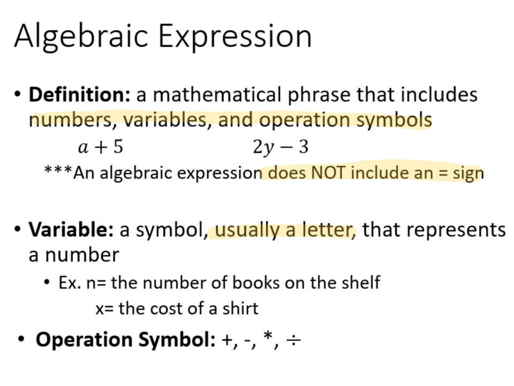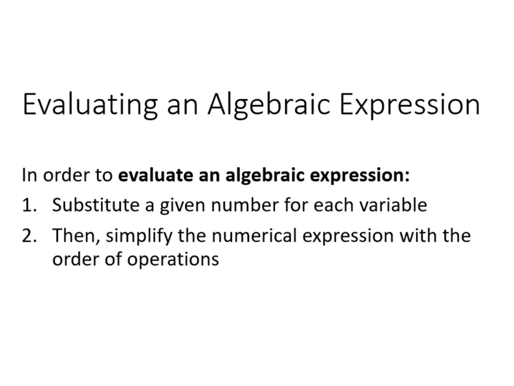So an example is either n equals the number of books on the shelf, or x is the cost of a shirt. And lastly, the operation symbols are plus, minus, multiplication, and division. Now, in order to evaluate an algebraic expression, you first want to substitute a given number for each variable and then simplify the numerical expression with the order of operations.